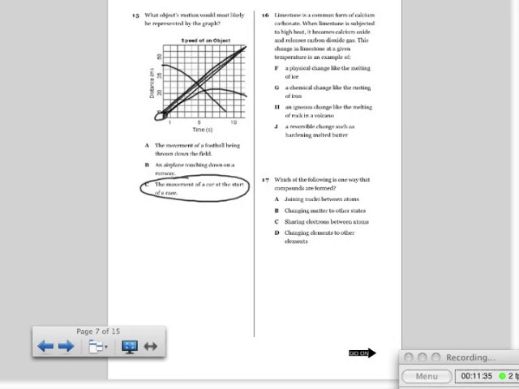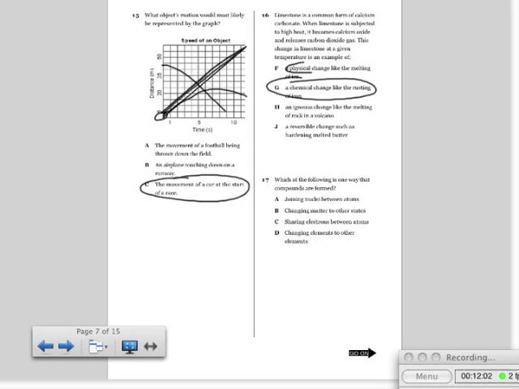Number 16. Limestone is a common form of calcium carbonate. When limestone is subjected to high heat, it becomes calcium oxide and releases carbon dioxide gas. So it's representing a chemical reaction happening. This change in limestone at a given temperature is an example of what? What answer did you guys get? G, a chemical change like the rusting of iron. That is true.